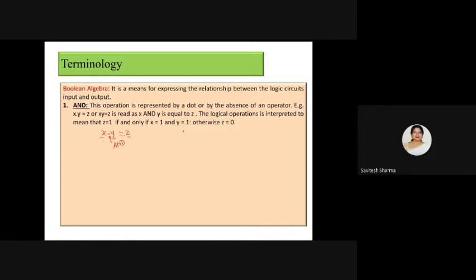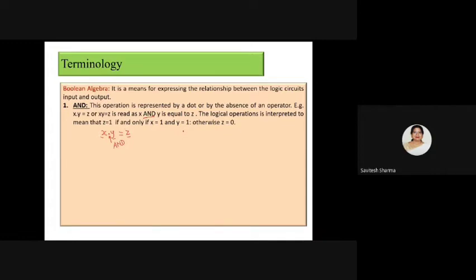You see that in this expression I am expressing the relation between input and output, and I am saying that x and y is equal to z. And is not or, it is AND. So it is representing a logical operation AND. So in digital we will represent it by the dot.